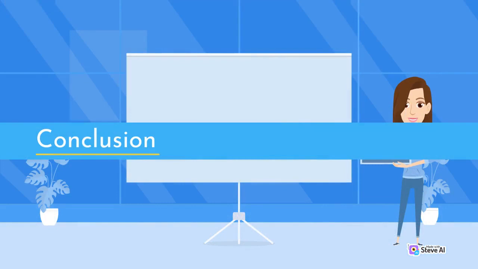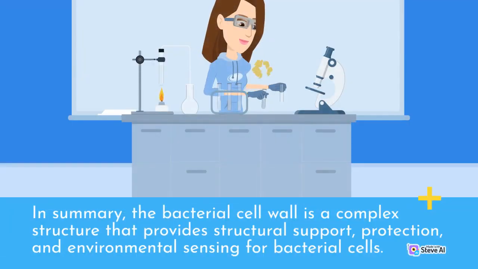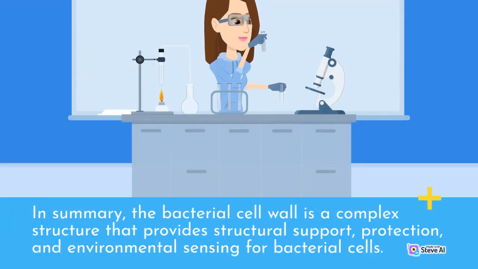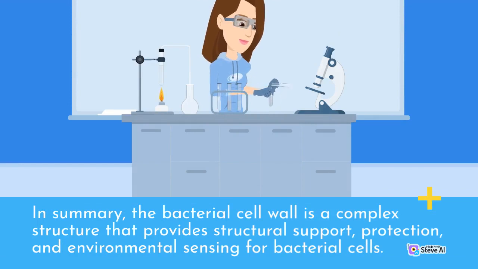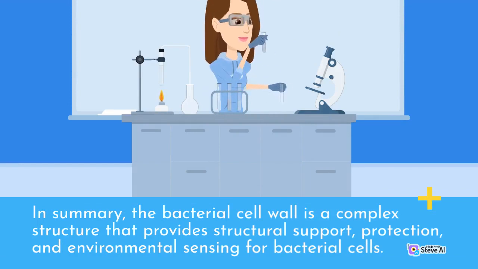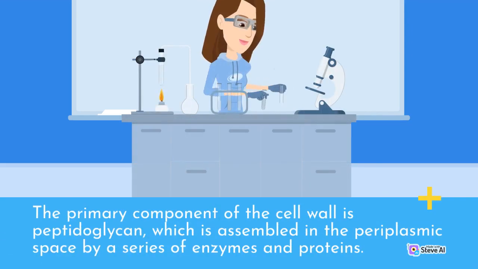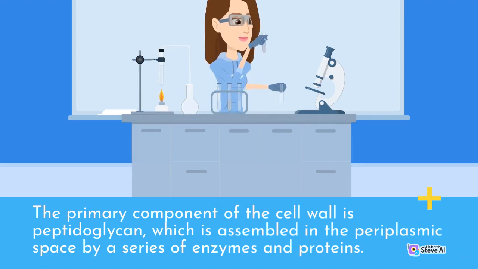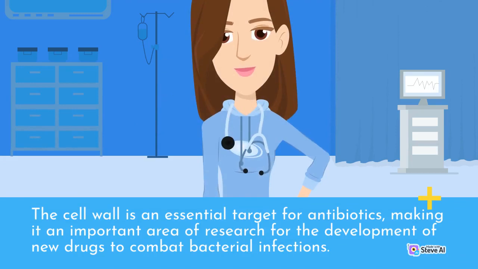Conclusion. In summary, the bacterial cell wall is a complex structure that provides structural support, protection, and environmental sensing for bacterial cells. The primary component of the cell wall is peptidoglycan, which is assembled in the periplasmic space by a series of enzymes and proteins. The cell wall is an essential target for antibiotics, making it an important area of research for the development of new drugs to combat bacterial infections.